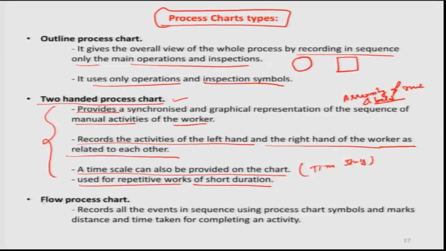And third one is the flow process chart. Here it records all the events in a sequence using process chart symbols and marks the distance and time taken for completing an activity. So, this is more beneficial than the above two charts, because it gives you distance and time measurement.